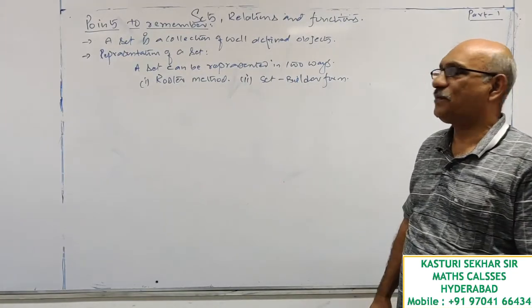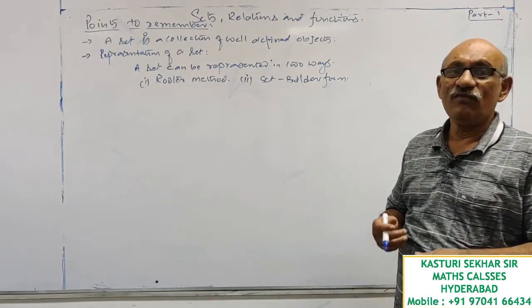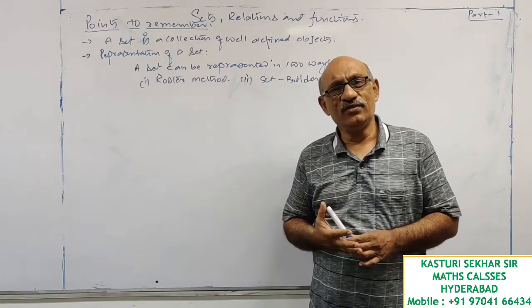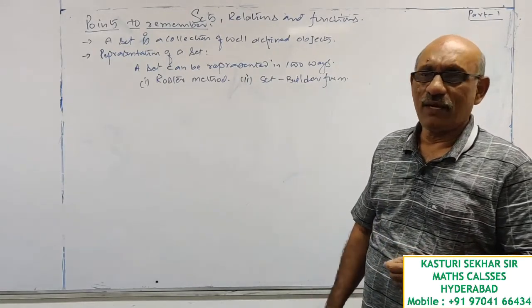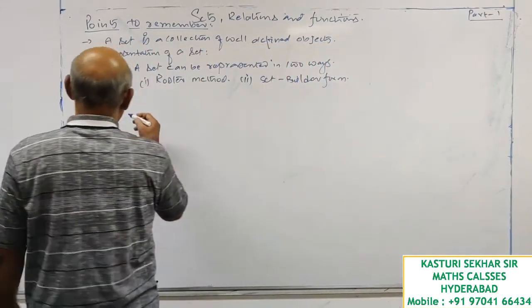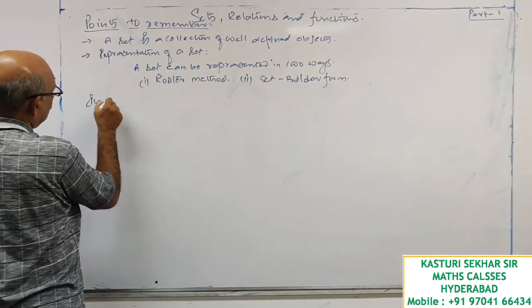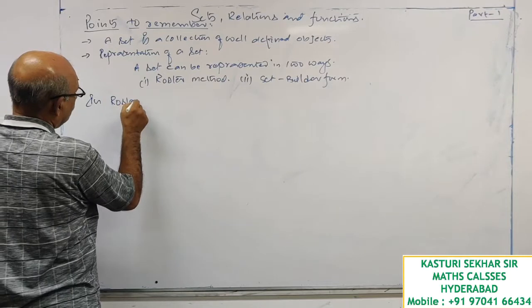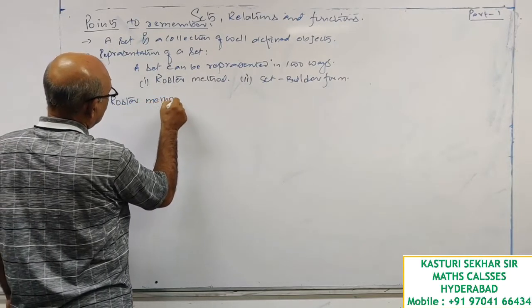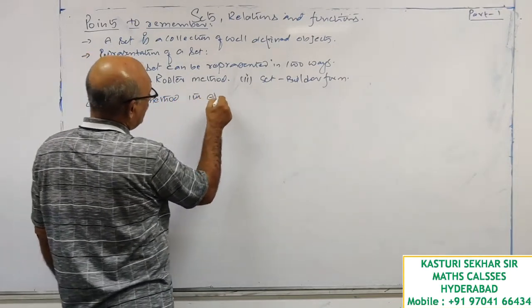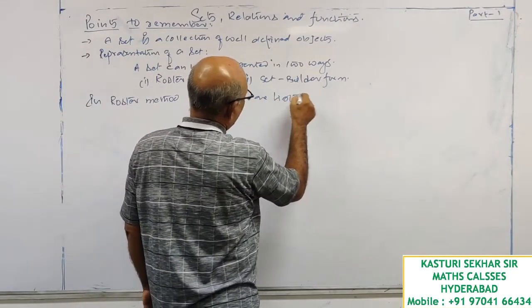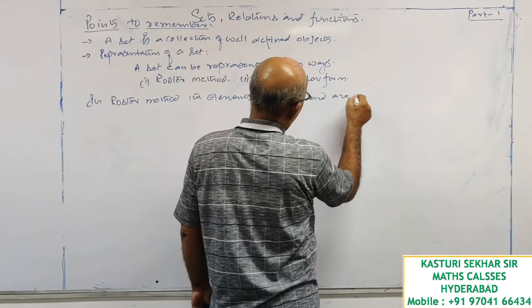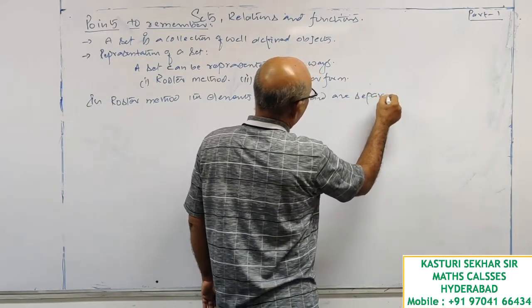In roster form, what I am doing, I am listing the elements which I want to represent in a set, and the elements are separated by commas within the braces. In roster method, the elements are listed and are separated by commas.